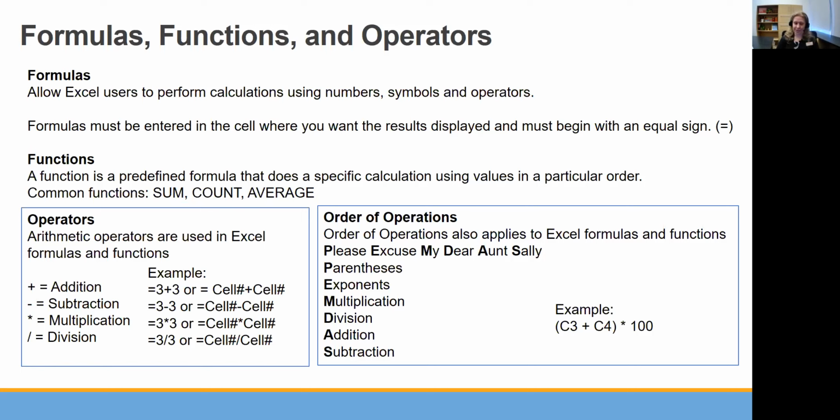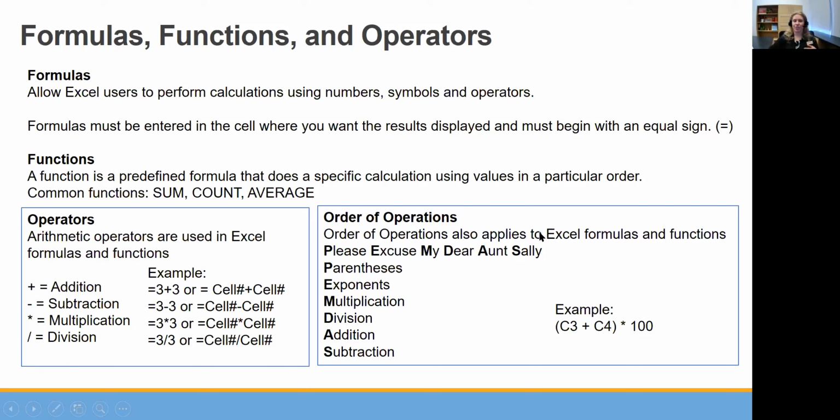On your keyboard, you would use the plus sign for addition. The minus sign, which is the hyphen, is for subtraction. Multiplication is the asterisk. And division is the forward slash. Backward slash, sorry.